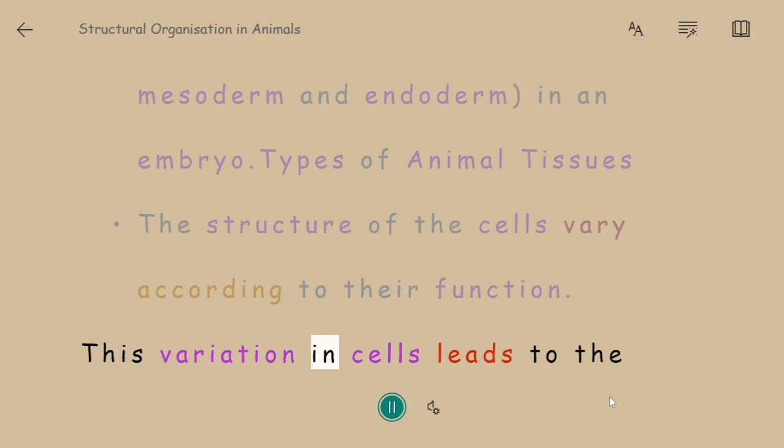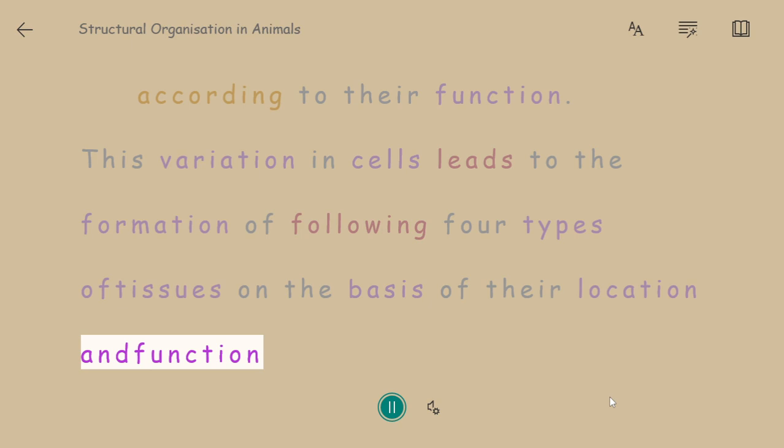This variation in cells leads to the formation of the following four types of tissues on the basis of their location and function. 1. Epithelial. 2. Connective. 3. Muscular. 4. Neural.